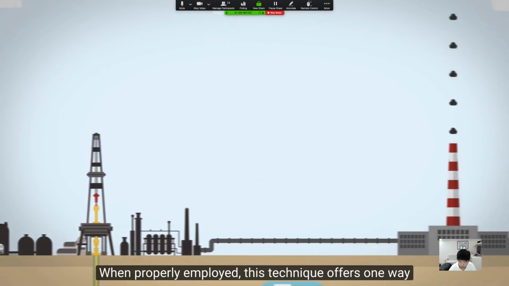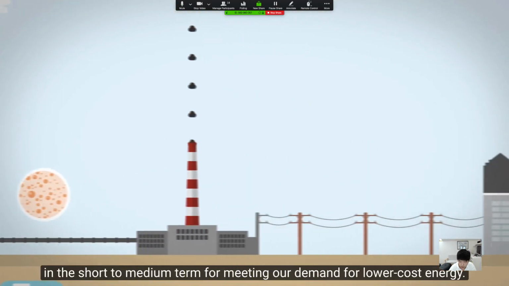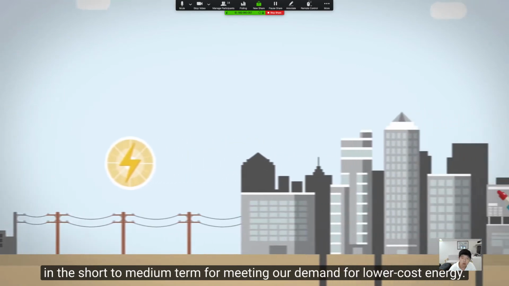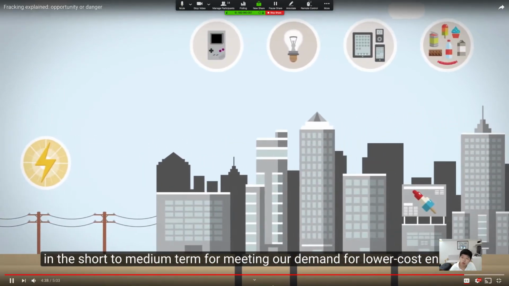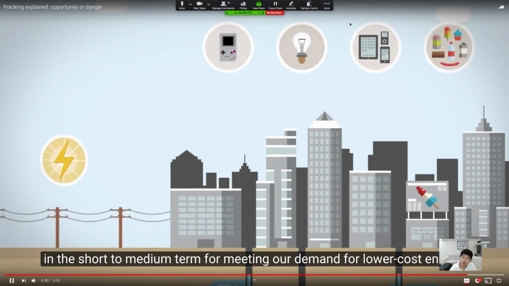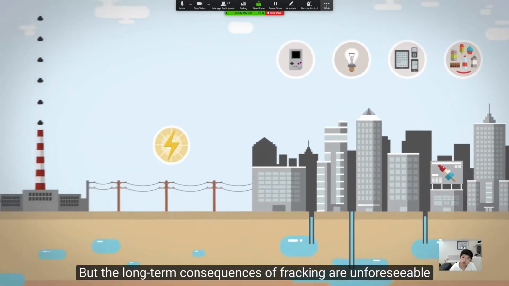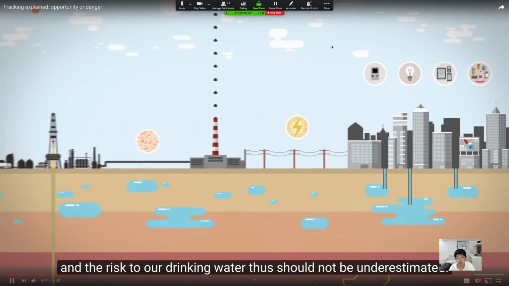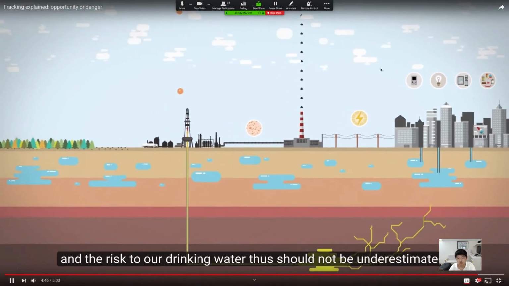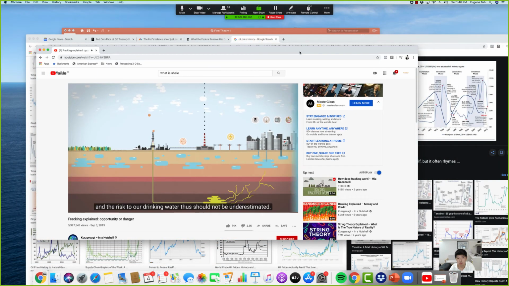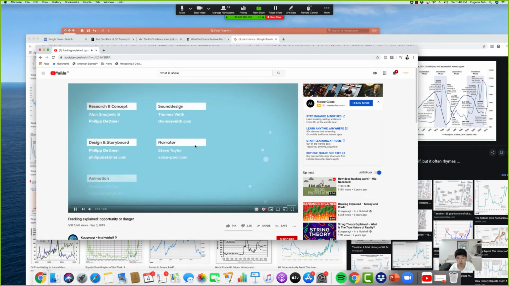When properly employed, this technique offers one way in the short to medium term to meet our demand for lower cost energy. But the long-term consequences of fracking are unforeseeable, and the risk to our drinking water thus should not be underestimated.